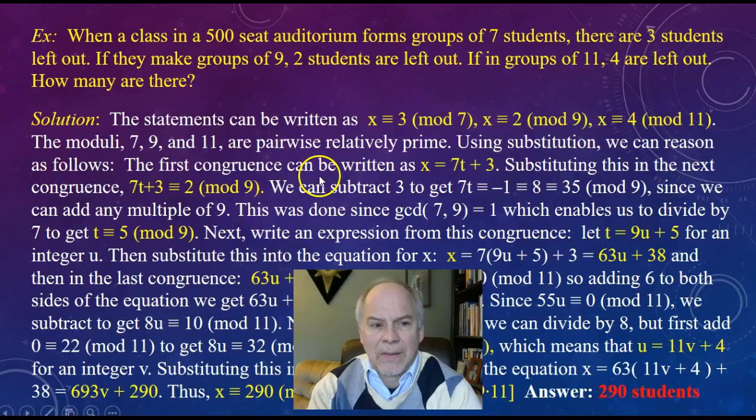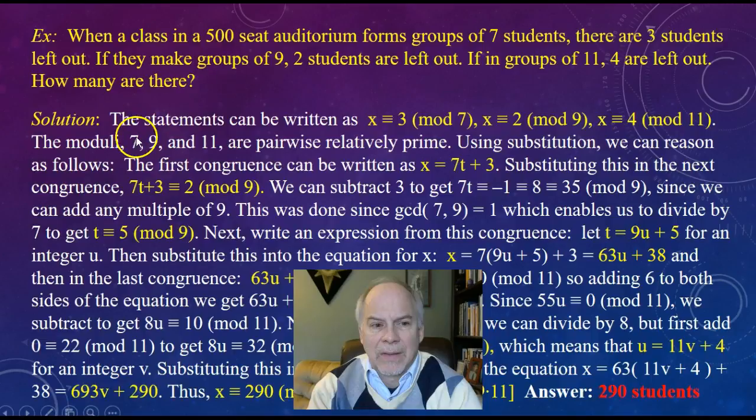Okay, so the statements can be written as x is congruent to 3 mod 7, because 3 is the remainder when you divide by 7. x is congruent to 2 mod 9, because 2 is the remainder when we divide by 9. And x is congruent to 4 mod 11, because when we divide by 11, the remainder was 4.